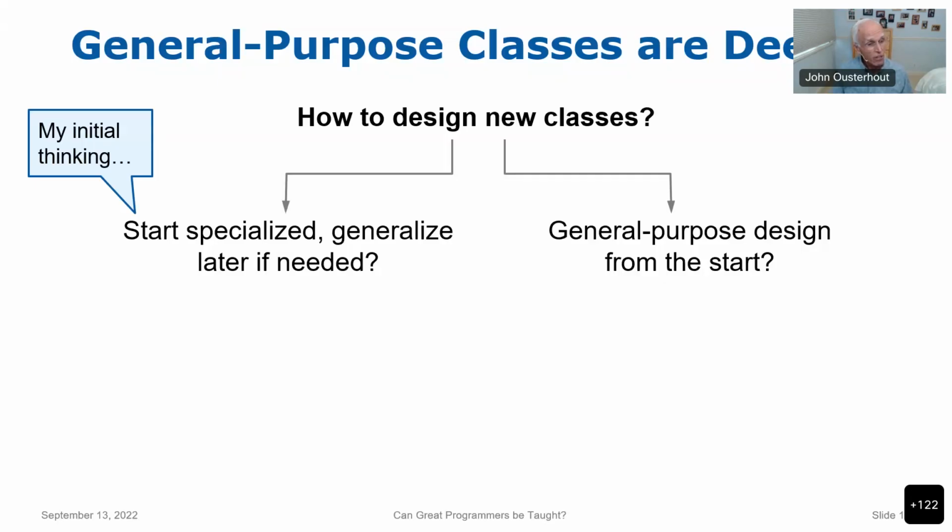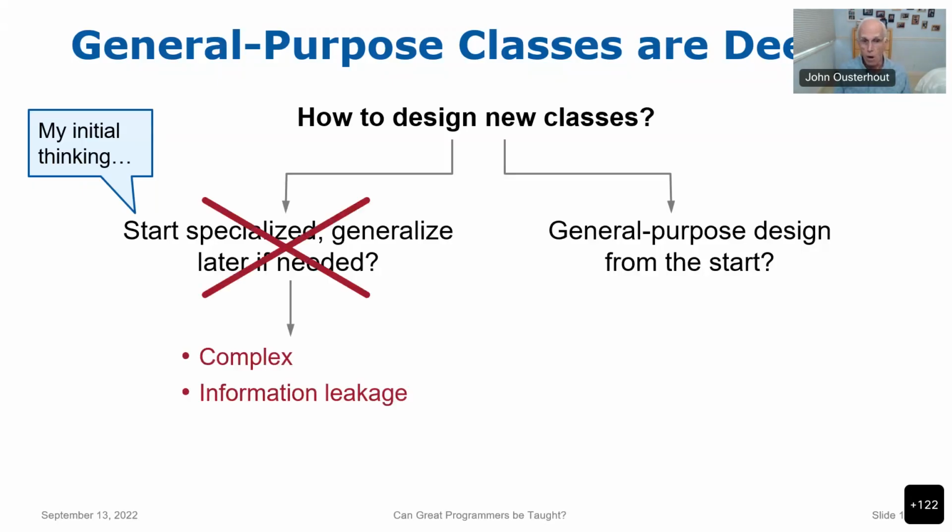And so when I first started teaching the software design class, this is what I told students, because this was my best guess. After reading students' projects for a couple of years, I realized I was wrong on this, really wrong. What happens if you try and build things that are specialized is you end up with APIs that are really complicated. And you end up with information leakage, where there are dependencies between various classes and modules in the system where they share information.